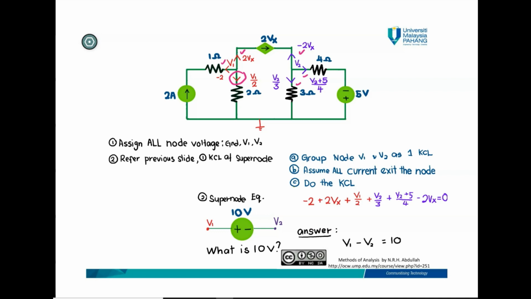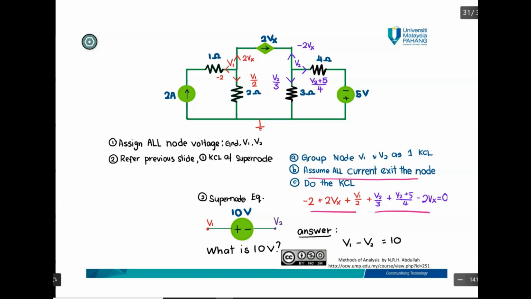As an example, we assume all the currents exit the nodes and then do the KCL. You can see that this one is a red color. This one is the combination of currents at V1 plus the combination of currents at V2.